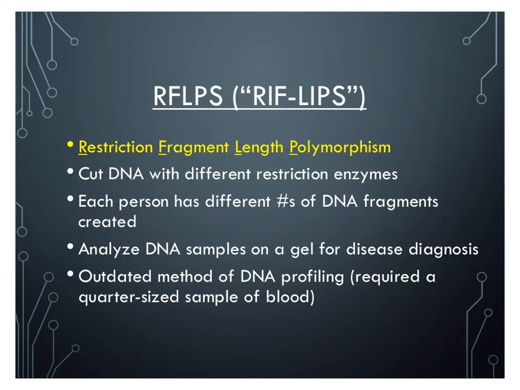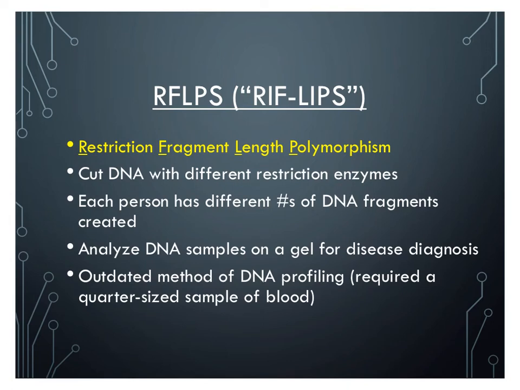So the next thing is RFLPs. It's restriction fragment length polymorphism. This is where different restriction enzymes are used to cut the DNA, so each person has a different number of DNA fragments. What you can do is take these DNA samples on the gel electrophoresis for disease diagnosis. You can also use this for DNA profiling.